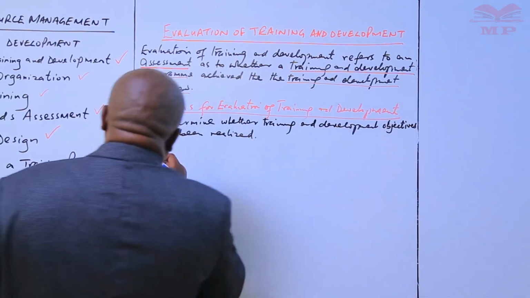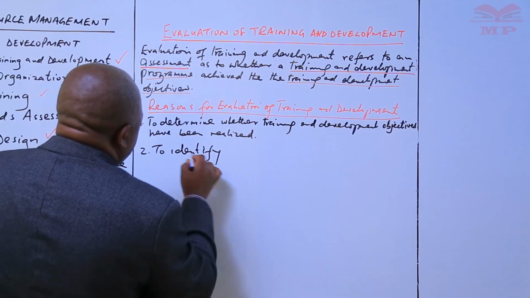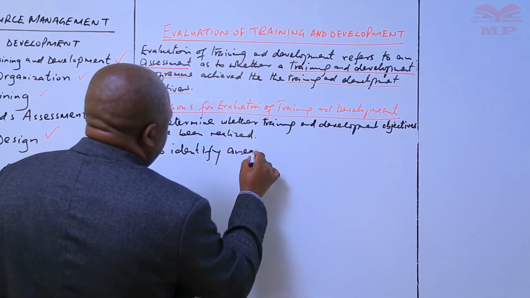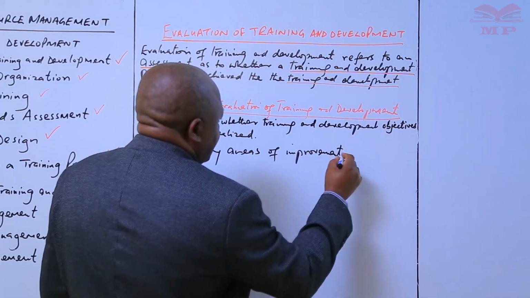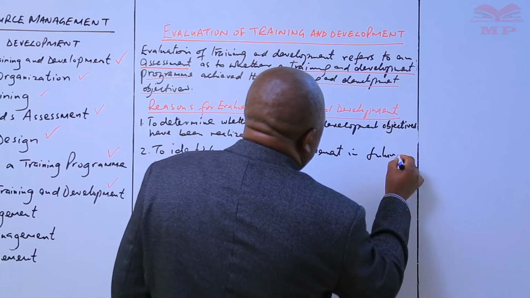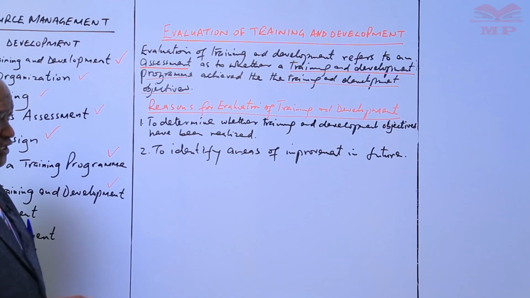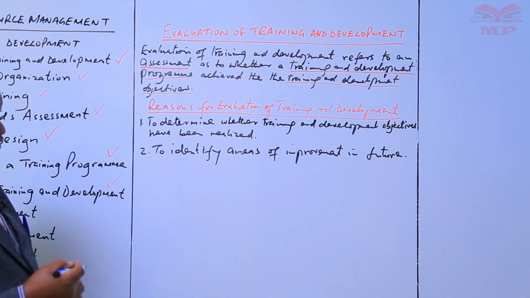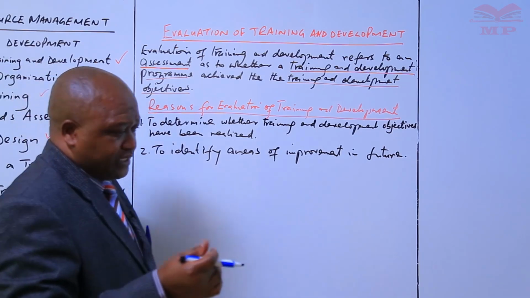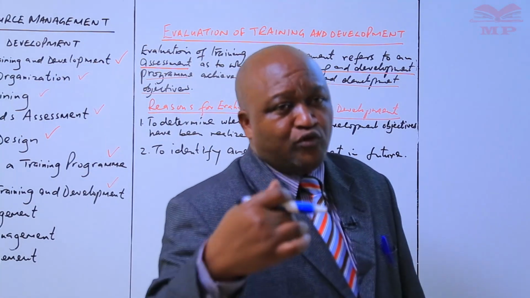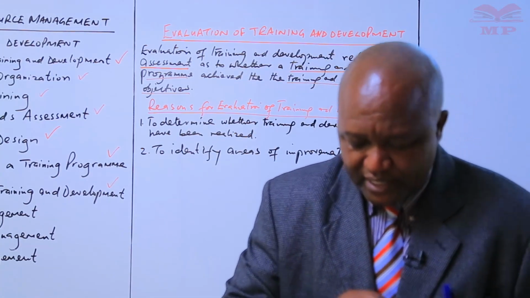Now, secondly, to identify areas of improvement in future. When a training has been conducted, for example, in 2021 or it was conducted in 2020, then it is important when that training is evaluated, the trainees or the trainers may provide information that can improve on the provision of that training at a future date so that that training remains relevant.